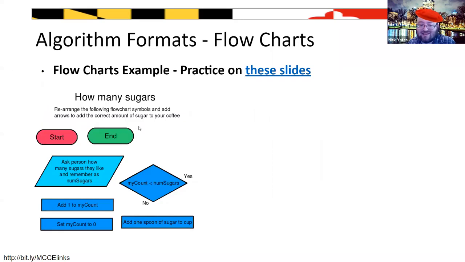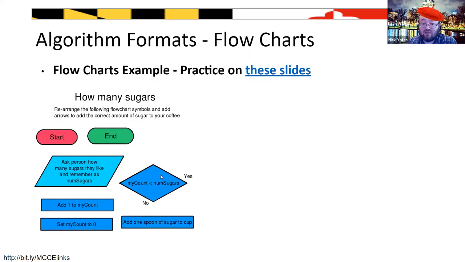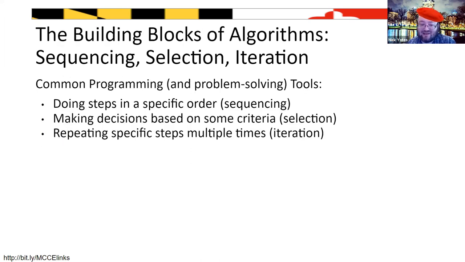So every one of those diamonds was a decision block or a selection where we said, is my count less than number of sugars? If yes, do this one thing. Else, if not, do this other thing. Those were examples of selection.